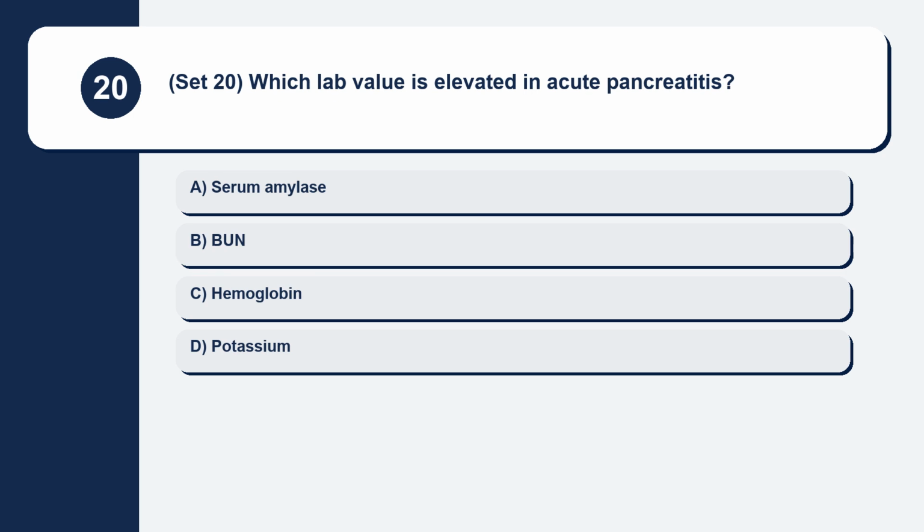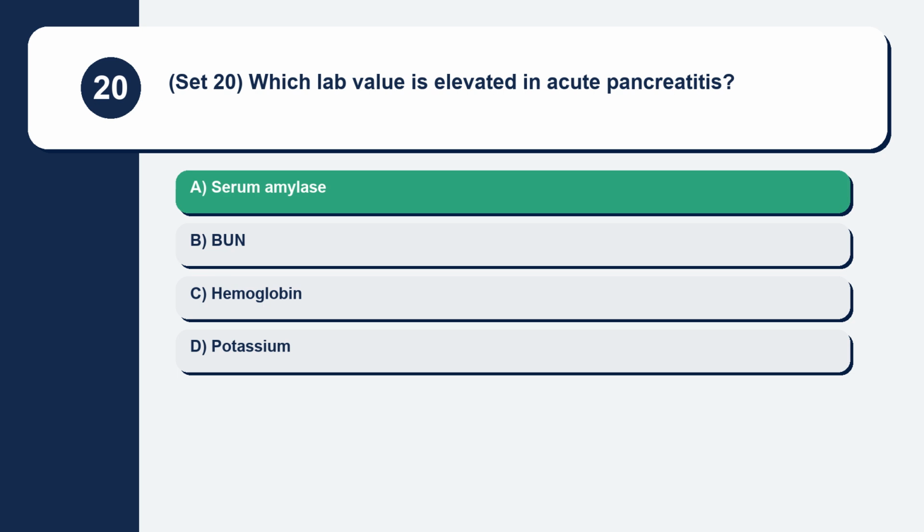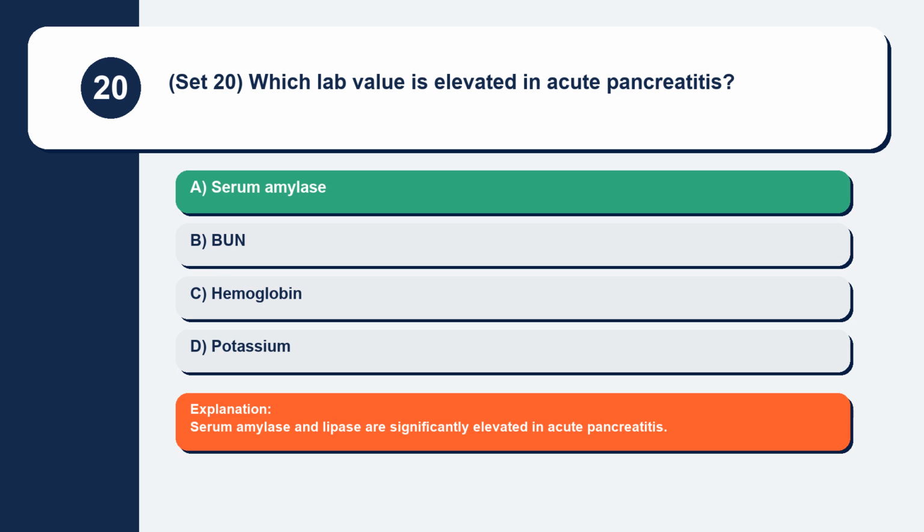Question 20. Set 20. Which lab value is elevated in acute pancreatitis? Serum amylase, BUN, hemoglobin, potassium. Serum amylase and lipase are significantly elevated in acute pancreatitis.